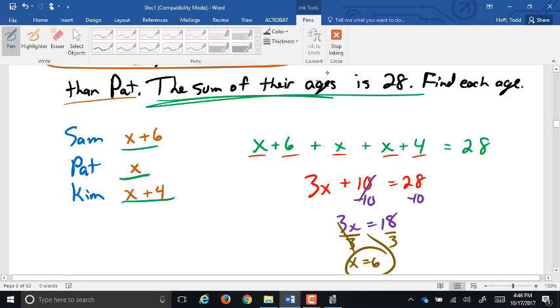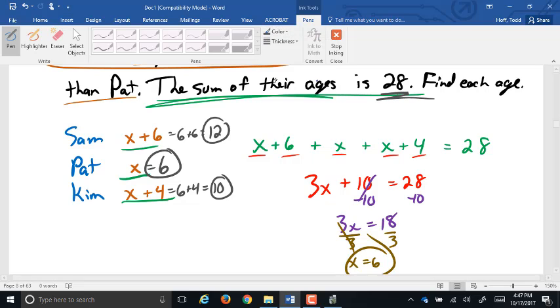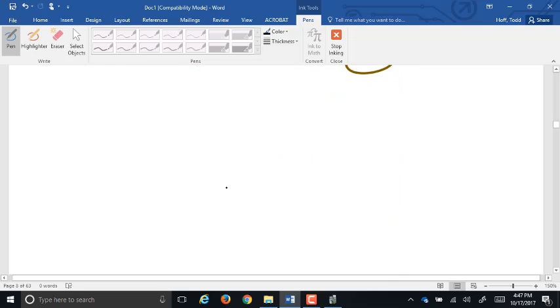No, we have to go back and answer the question. X is 6. Well, that's Pat. Pat's age is 6. Sam's age is going to be 6 plus 6, or 12. And then Kim is X plus 4, so 6 plus 4, or 10. Perfect. Now just to double check, if I add those up, do I get 28? Yes, we do.